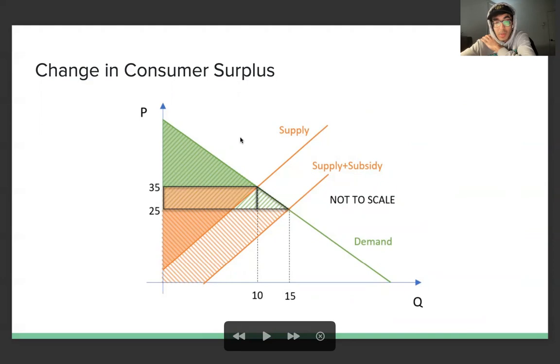So the new consumer surplus we have here is the dark green area plus this area as well. So it's like this whole big triangle from this point to this point at 25 to this point at 15. This whole bigger triangle is the new consumer surplus. So the change is just the difference between the new one and the old one, which is this highlighted area that has been split into two parts. So you just calculate the area of this little triangle and then this rectangle and add them both, and that's the change in the consumer surplus.